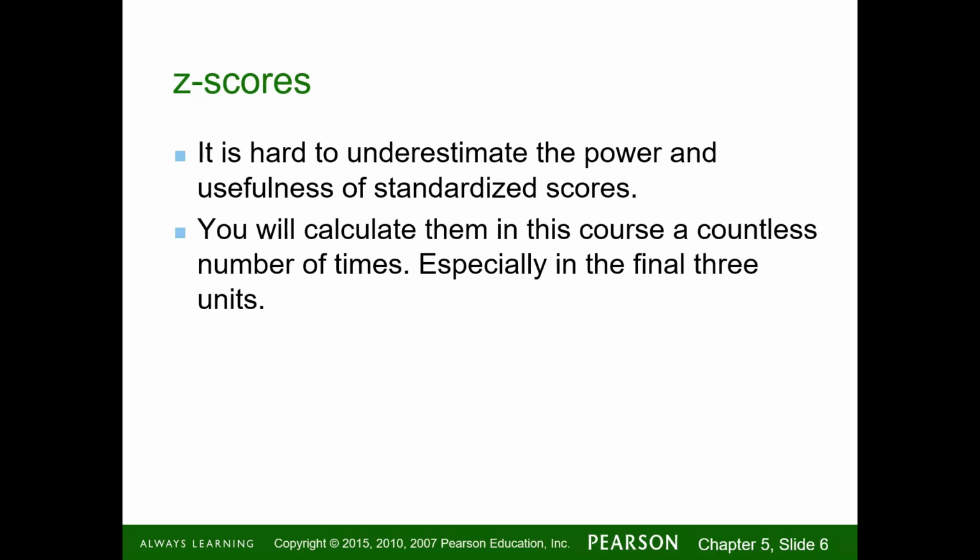So yeah, it's hard to underestimate the power and usefulness of standardized scores. This is used in all of science when you're trying to prove a hypothesis, because later we're going to get into confidence intervals and hypothesis testing, and it all uses this. If you want to be able to prove something using data, z-scores are essential, and the normal model is essential. So you'll calculate them countless number of times, especially the final 3 units, when we're putting everything together. You're going to use this a lot.